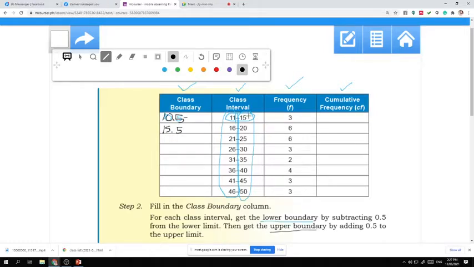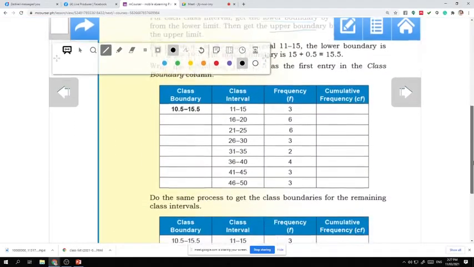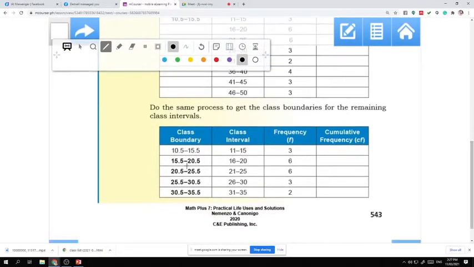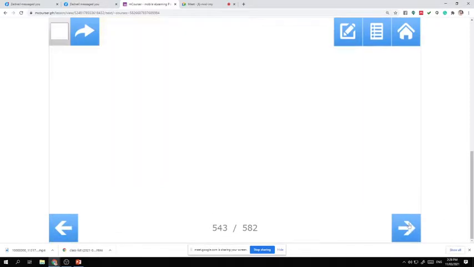You add 0.5 over the upper limits. So to the upper limits, we add 0.5. So this becomes 15.5. 20 plus 0.5 becomes 20.5. So our table will now look like this. So all in all, if I'm going to fill it up, these are our values. Do we have any questions about the class boundary? Is the class boundary clear? Okay, so let's continue with the next step. Let's go to the next step.